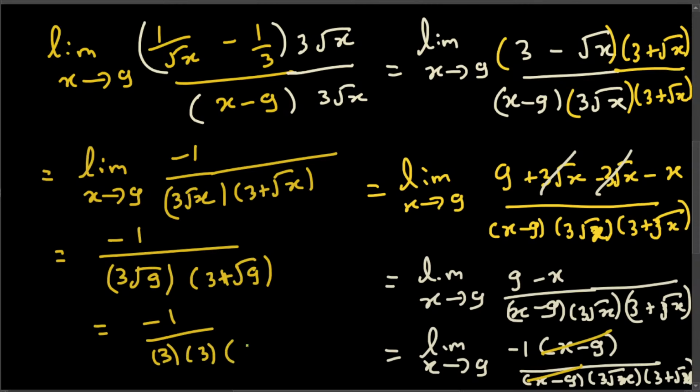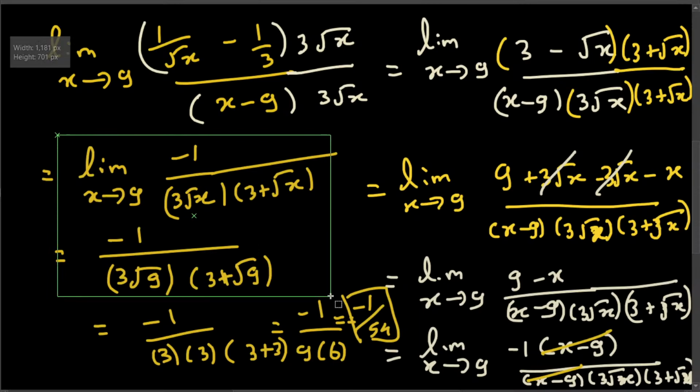And here 3 plus 3. So we are going to get -1 over 9 times 6. And if you multiply 9 by 6, you're going to get 54. So -1 over 54 is our final answer. And you can plug this value in the calculator and find the answer. If you do that, you will get something like this.